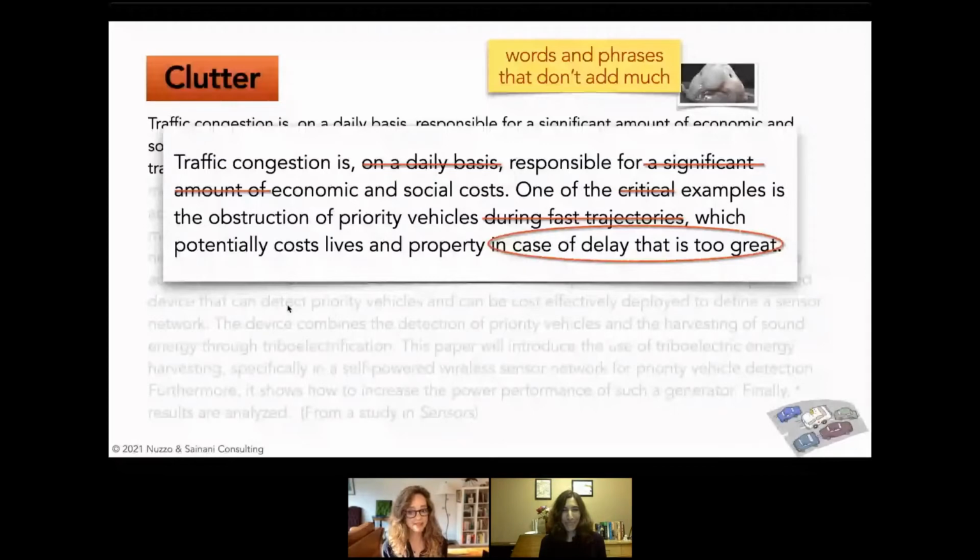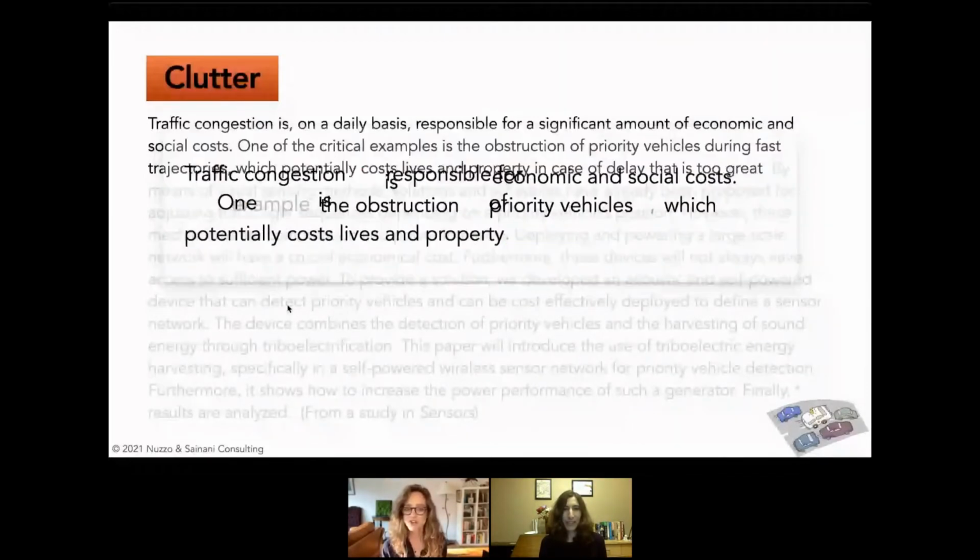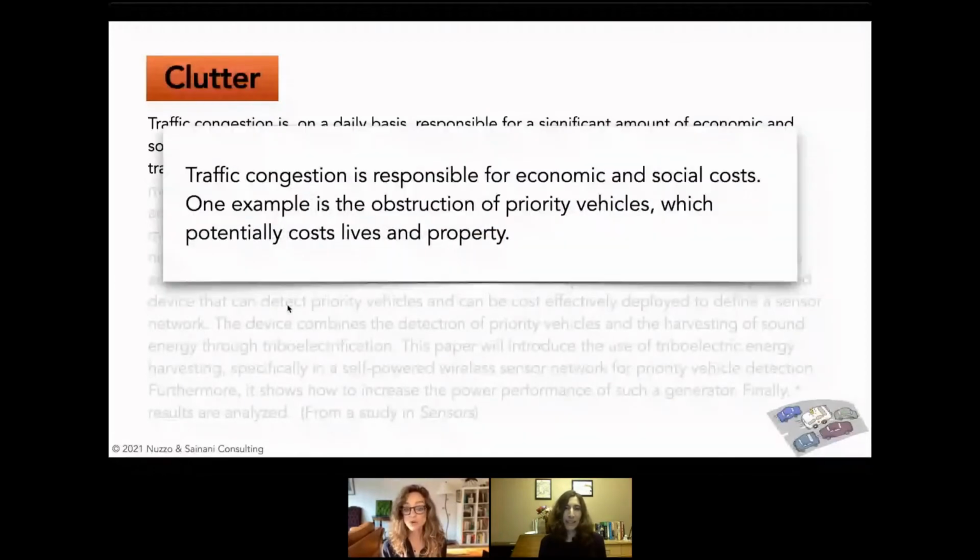In case of delay that is not too great, like again, I see what they're doing, and it's the sort of thing that I would do. And sometimes, you do want to have this, but when I cross it out, I say, am I losing anything? I'm not losing anything. Traffic congestion is responsible for economic and social costs. One example is the obstruction of priority vehicles, which potentially cost lives and property. I've gotten more directly to the point here and not lost anything for cutting out those things. Feels so much cleaner. Yeah.